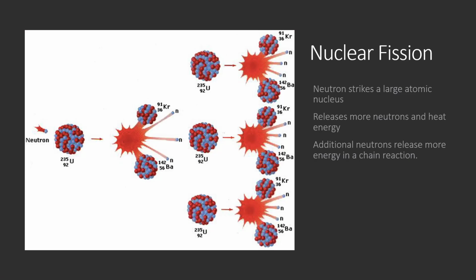The way we get nuclear energy is through nuclear fission, where neutrons will strike a large atomic nucleus and then release more neutrons and heat. And then you get a chain reaction that keeps on going. So if we take uranium-235, it becomes krypton and barium. And then you get more of those neutrons hitting the uranium-235, and more krypton and barium released in this example. So overall, in this chain reaction, a lot of energy is released.